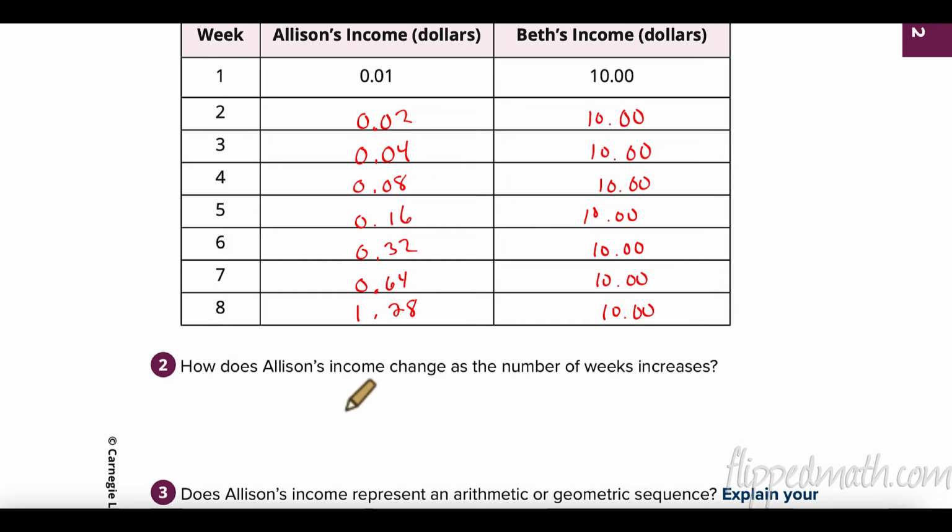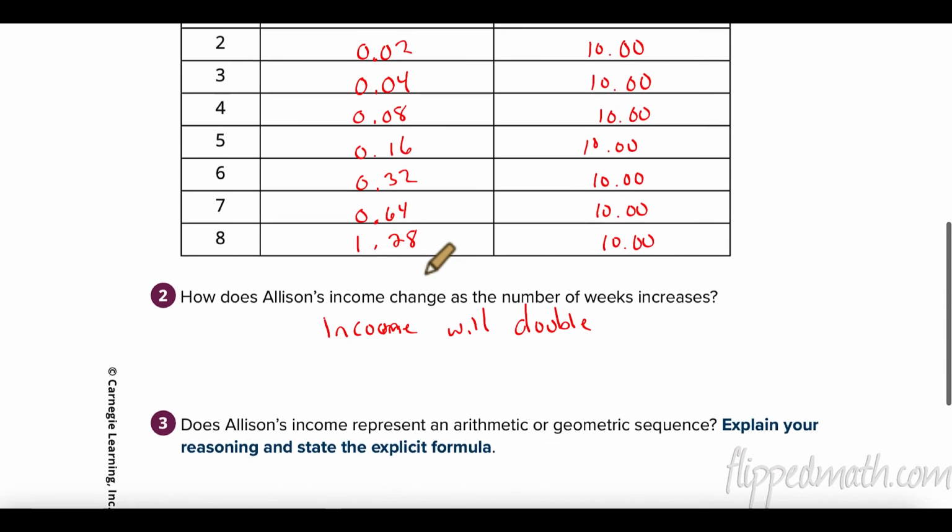So how does Allison's income change as the number of weeks increases? So as the weeks increase, her income will double, right? Her income will double every week. Now, it doesn't look like much, does it? But it's doubling every week. At some point, that should be really good for her.